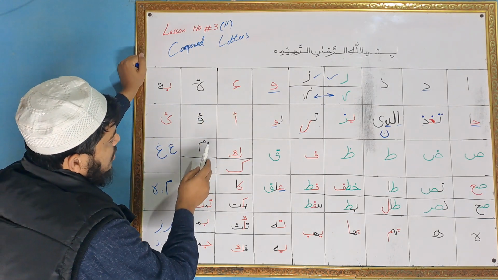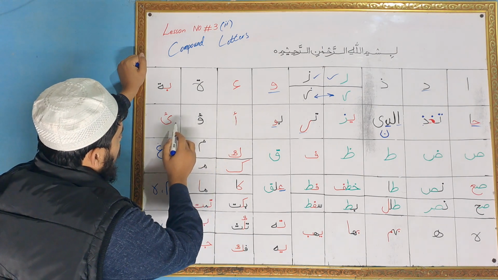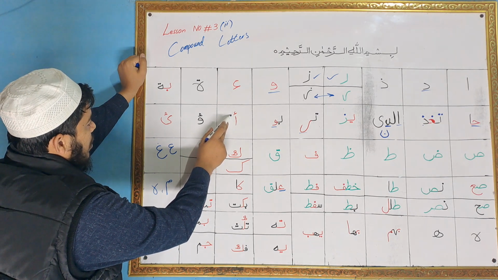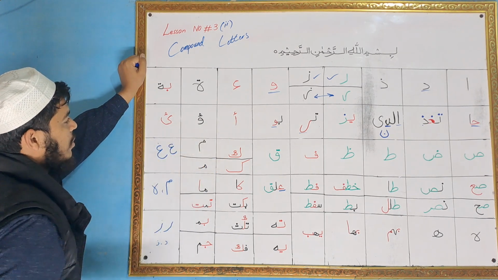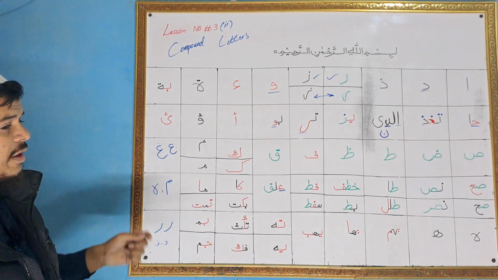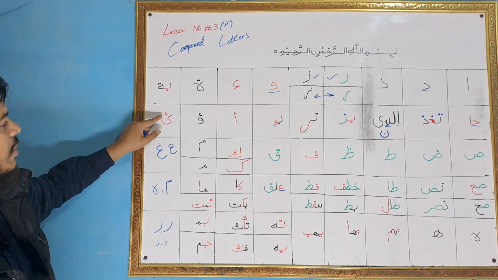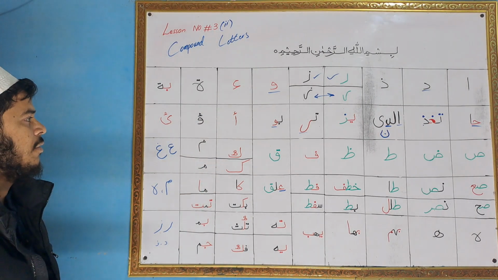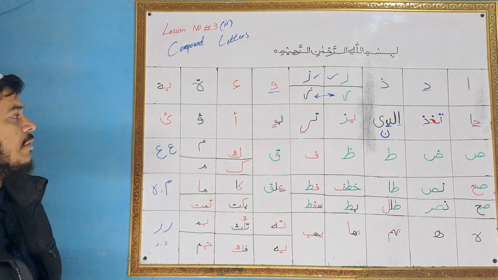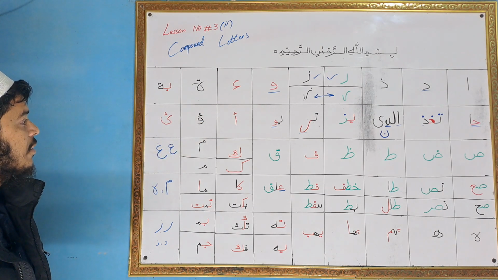Connected means sometimes it comes on top of Alif, Waw and Ya. You can see the letter Hamza is coming on top of Alif, Waw and Ya. So even when it comes in the center of a word, it will appear like this on top of the letter. It will not be joined by the other letter. So that's what I mean when it is connected.